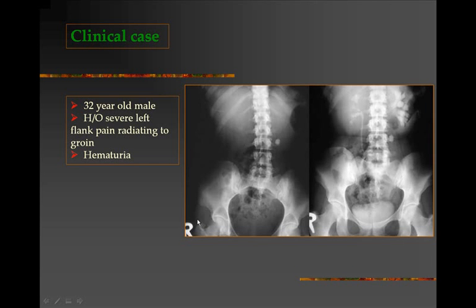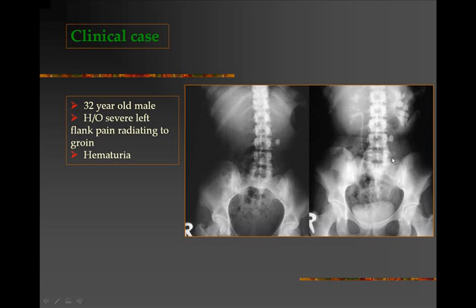The left side here shows a radio-opaque shadow corresponding to the position of the left ureter, which should lie somewhere here. Because this is a plain film, the ureter is not visible. In the intravenous pyelogram seen here on the right side, one sees the pelvic calyceal system of the right kidney and the ureter outlined, and the bladder.